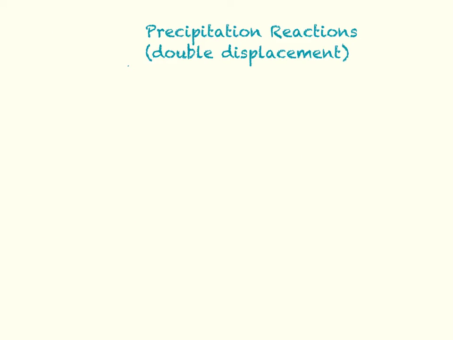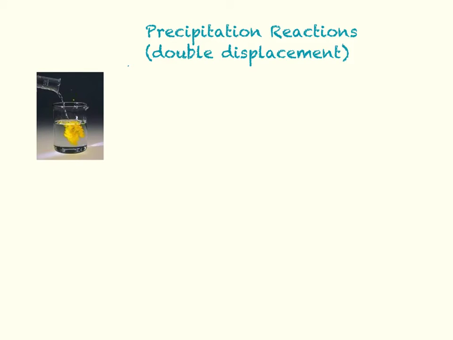Okay, we also looked at precipitation reactions, which are also double displacement reactions. A precipitate is a solid formed from two solutions. So a precipitation reaction is when we mix two solutions together and we get a solid. So if you have a look at our example, I've got potassium iodide being mixed with lead nitrate. When you mix those two clear liquids together, you end up with this yellow solid. And the yellow solid is lead iodide.